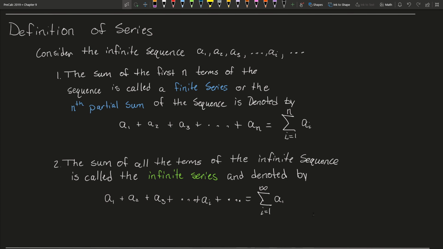Okay, so I'll give you a minute to kind of write this down. This isn't too different than what we've already done, but I still think it's important. Okay, and then we'll go over an example of what an infinite series actually looks like.